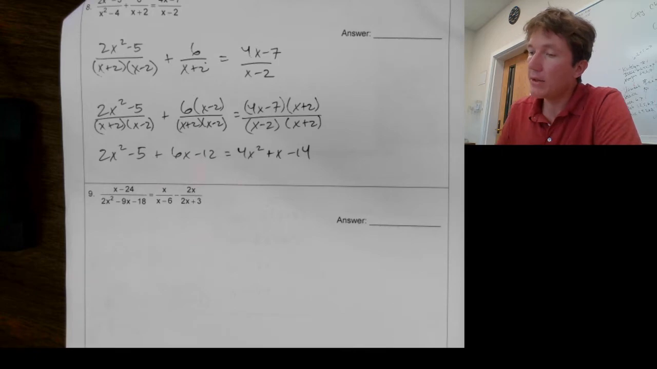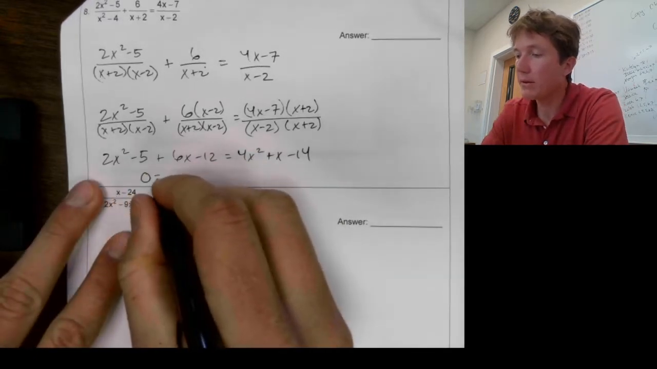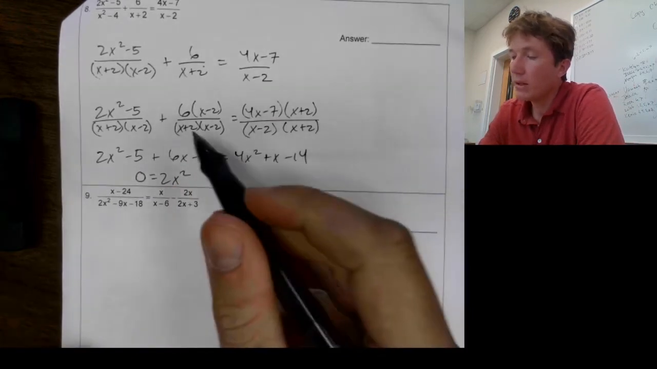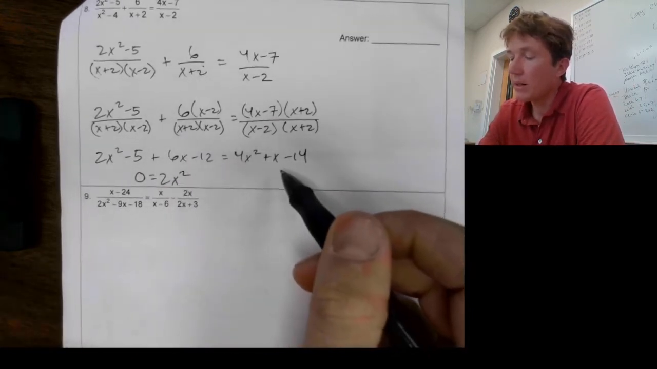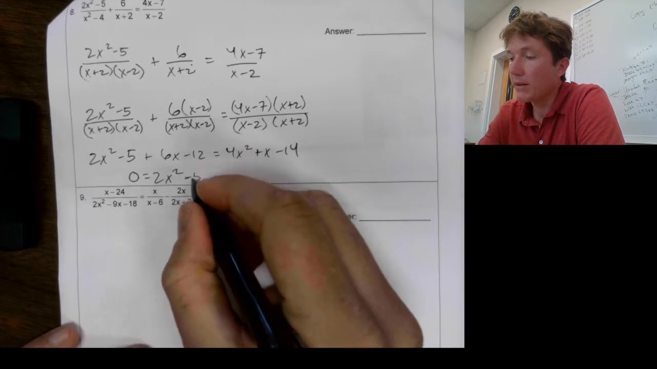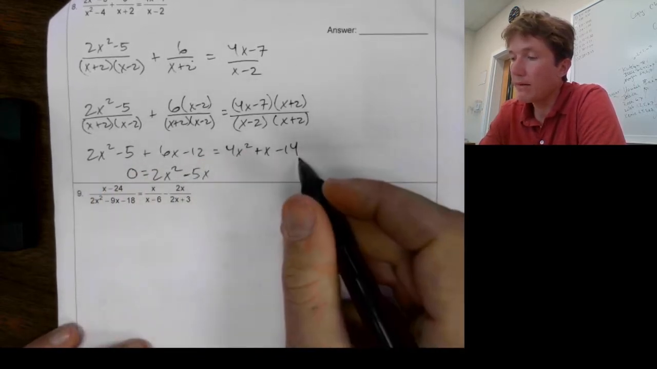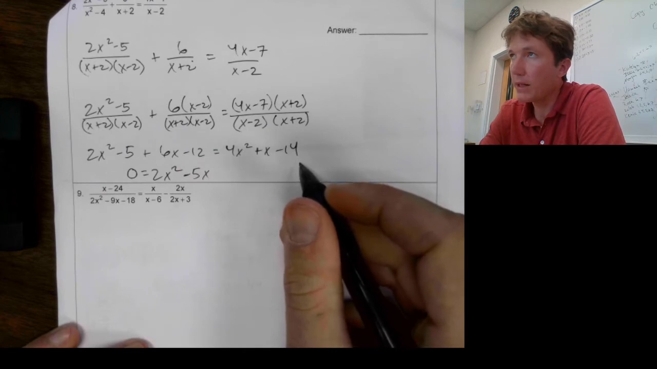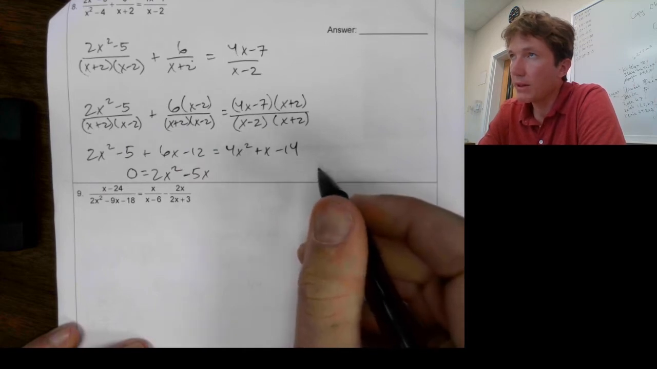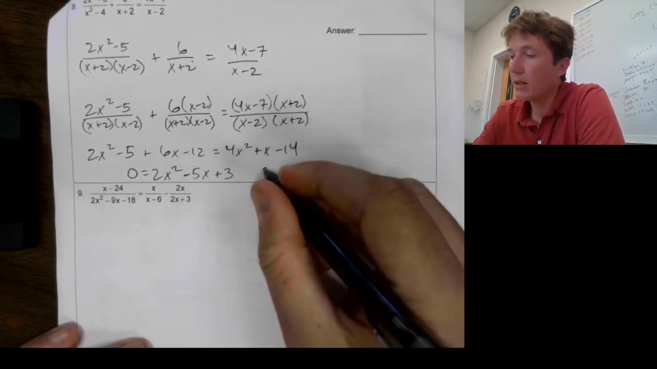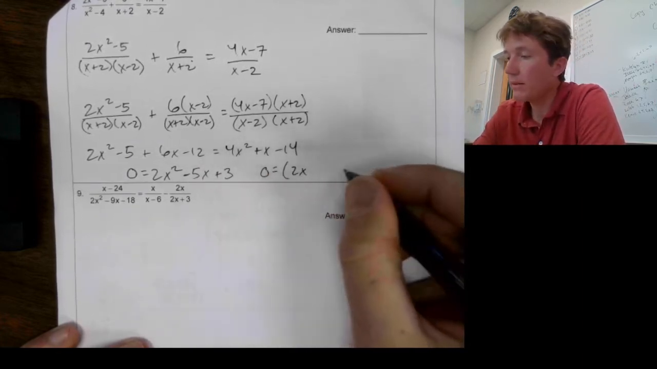And then let's set everything equal to 0 and solve. So this will be 2x squared. Move the 6x to the other side, so x minus 6x is minus 5x. This is minus 17 added to negative 14. So negative 14 plus 17 is plus 3. And then I will factor that.